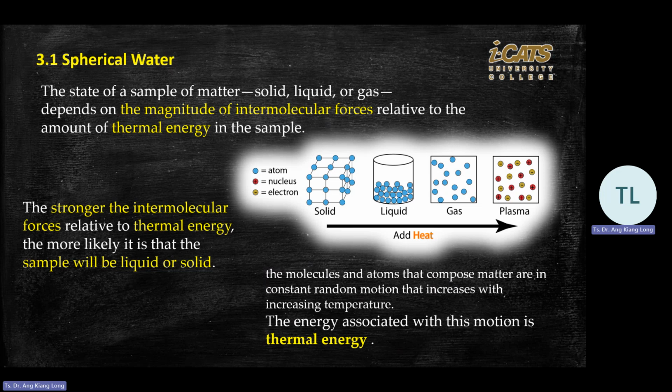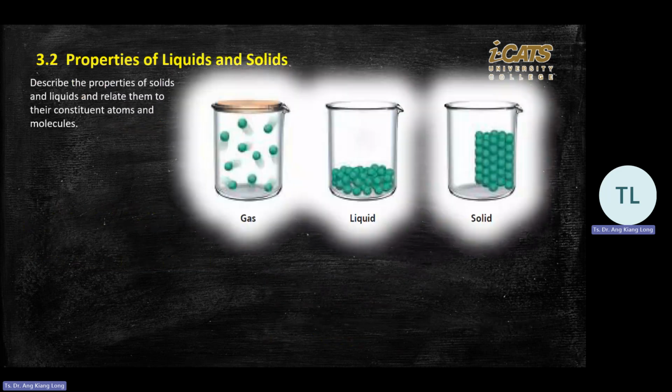The relationship between intermolecular forces and thermal energy: if you have stronger magnitude of intermolecular forces relative to thermal energy, means you have stronger connection between atom and atom compared to the energy given, then most likely it will be a liquid or solid, right? So in chapter 2, we dealt with gases. Now we deal with liquid and solid.